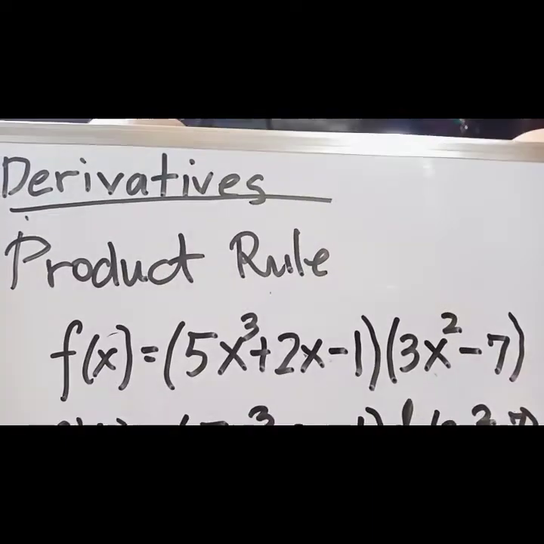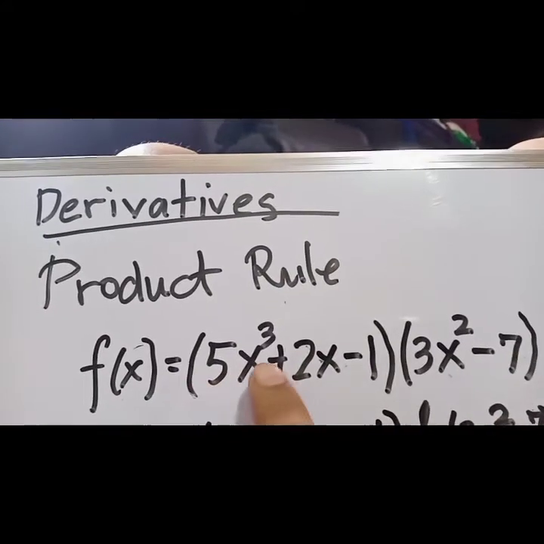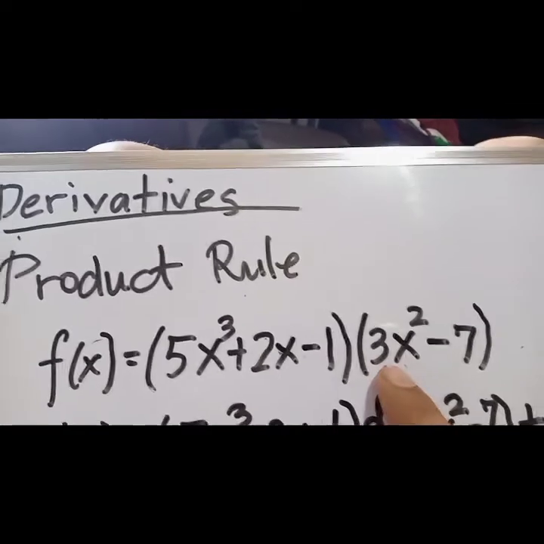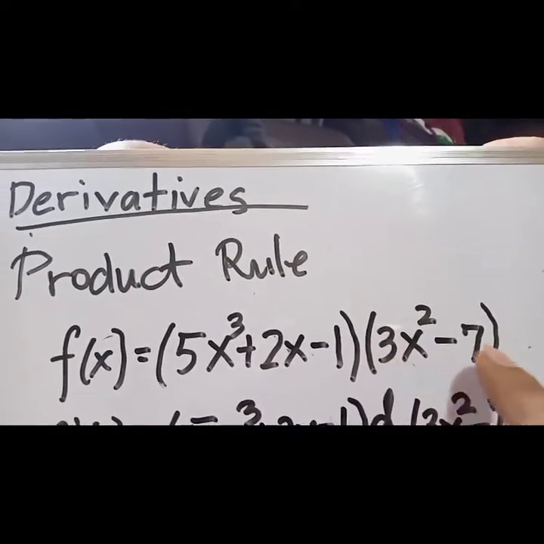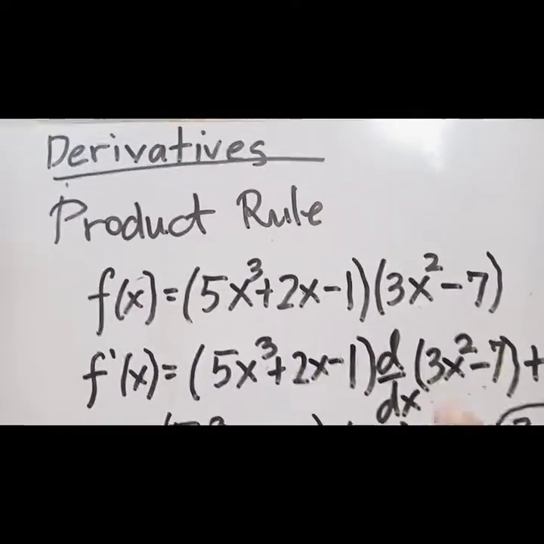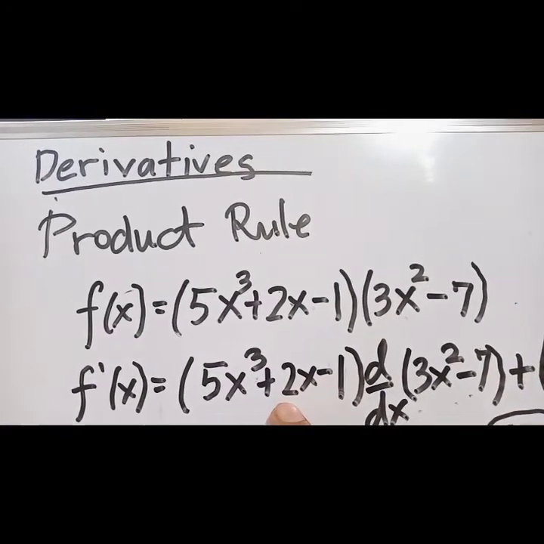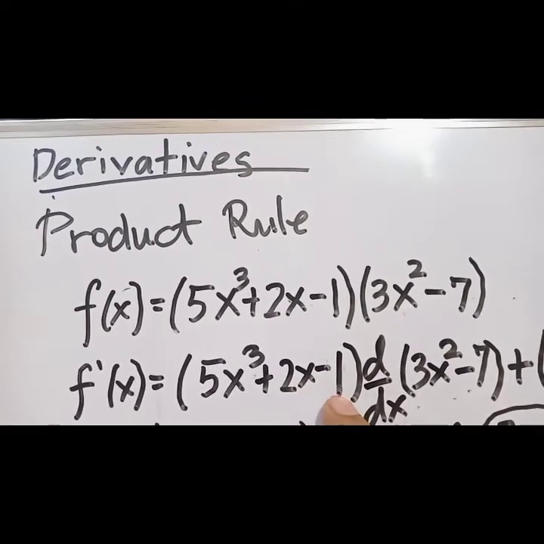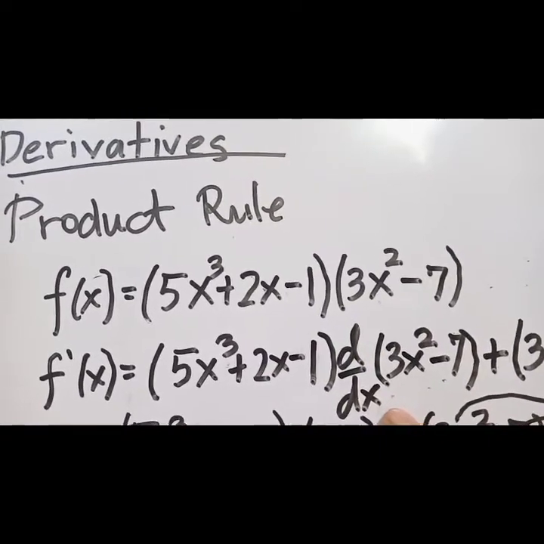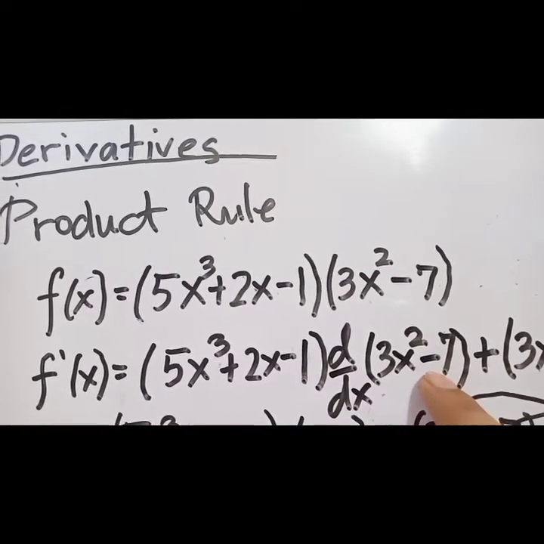Okay, punta tayo sa second example. Ang given natin ay f of x is equal to 5x cubed plus 2x minus 1 multiplied by that quantity 3x squared minus 7. Now, sa pagkuha ng derivatives, gamitin natin ang product rule. Rewrite the first function. Ang first function natin ay 5x cubed plus 2x minus 1. Then, multiply natin by the derivatives of the second function. The derivatives of the second function is the 3x squared minus 7.